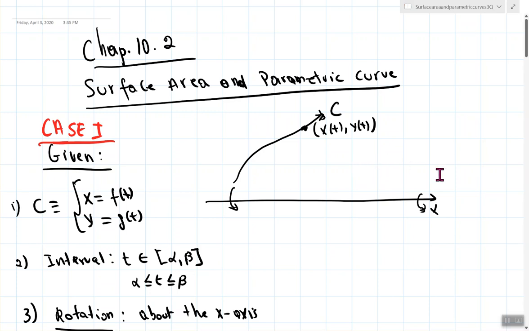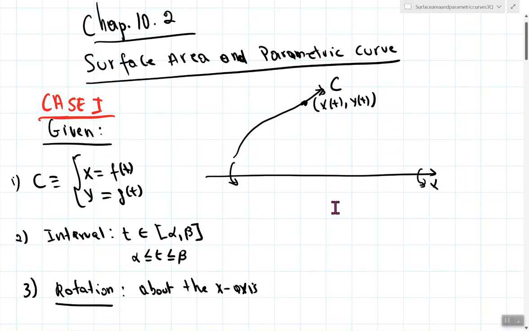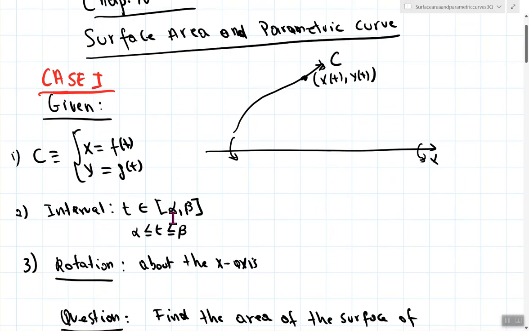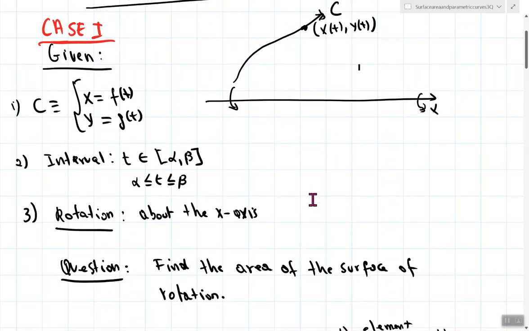Hello. So this is chapter 10, section 2, surface area and the parametric curve. Here we are given a curve that is given in terms of two parametric equations, x of t and y of t. And the parameter t is bounded by alpha and beta. You're going to take this curve and revolve it with respect to the x-axis. It's going to sweep a surface. And the question here is, what is the area of that surface of rotation?